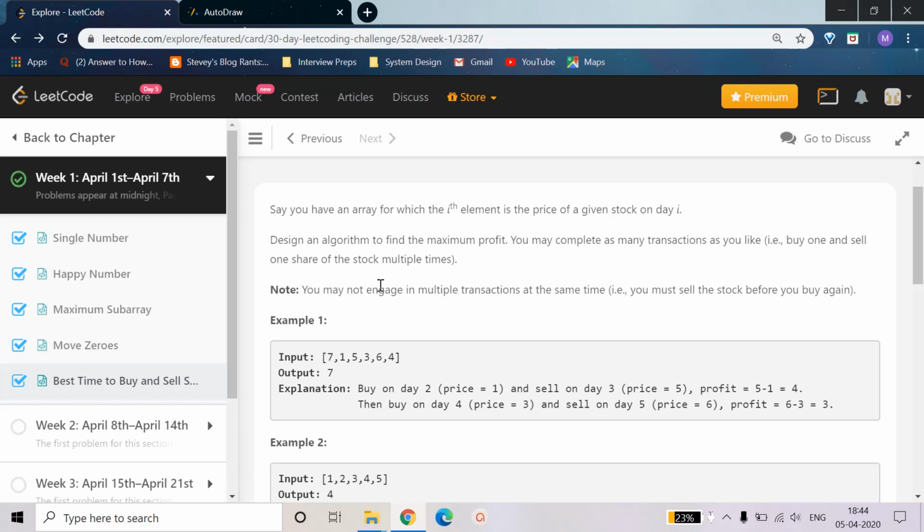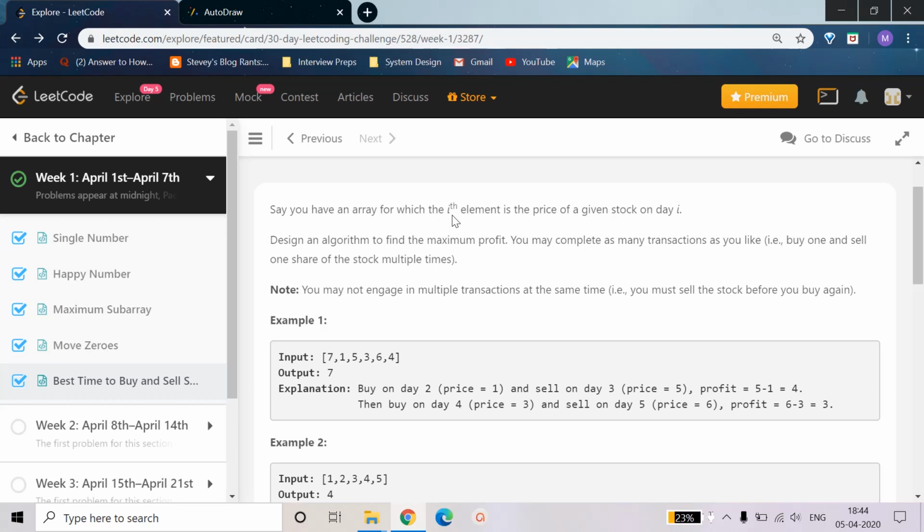At the same time, we are told that you may not engage in multiple transactions at the same time. That is, you must sell the stock before you buy again. There is no condition for short selling mentioned, so you cannot first sell the share and then buy it again.